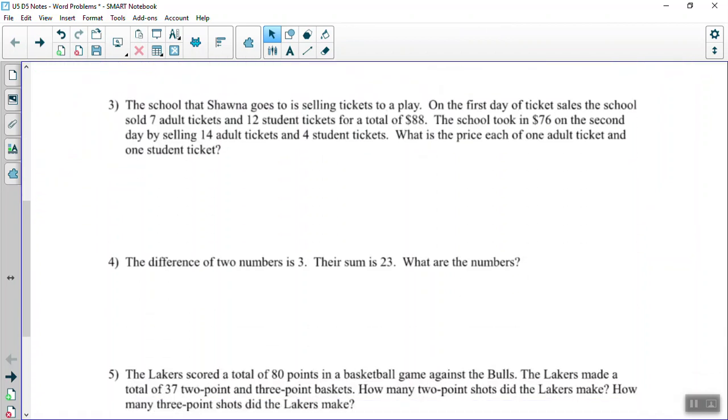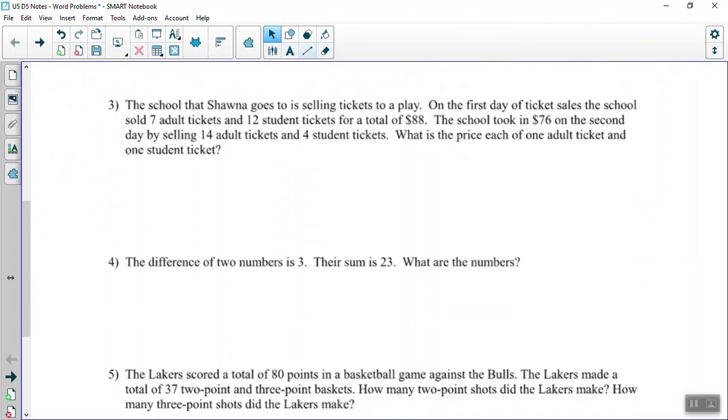All right, so number 3. The school that Shauna goes to is selling tickets to a play. On the first day of ticket sales, the school sold 7 adult tickets and 12 student tickets for a total of $88. The school took in $76 on the second day by selling 14 adult tickets and 4 student tickets. What is the price each of 1 adult ticket and 1 student ticket?